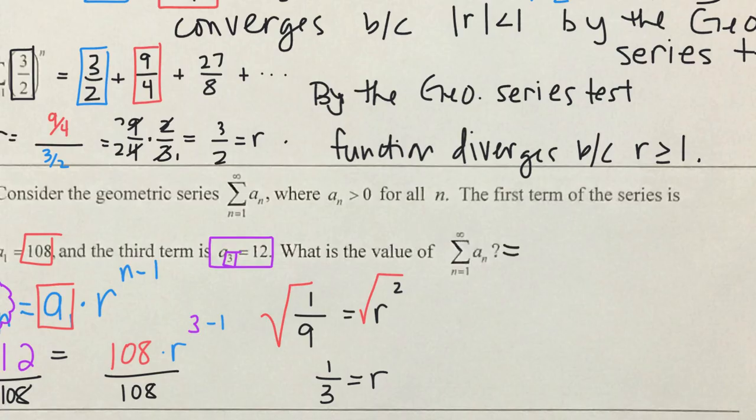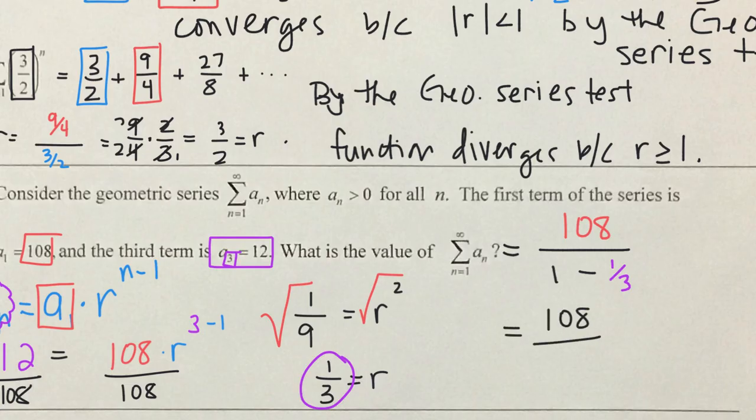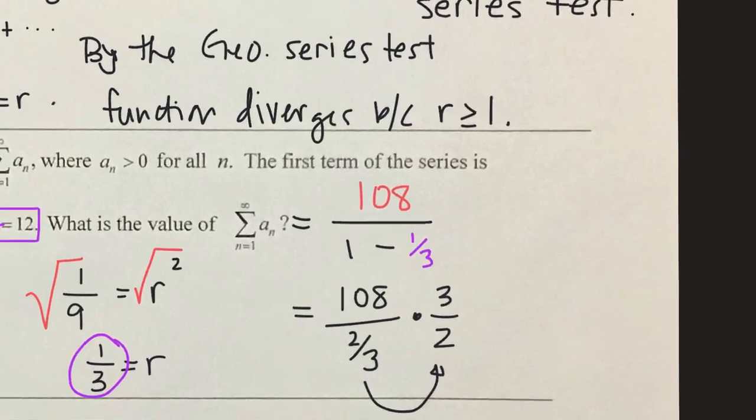Okay, so we can find the sum by doing our formula, which says 108, that's the first term, over 1 minus the ratio, and we found out that ratio was 1/3. Oh, great, some more fractional math. So 108 over 1 minus 1/3 is 2/3. Rather than dividing by a fraction, we're going to multiply by the reciprocal. So it's 108 times 3 halves.